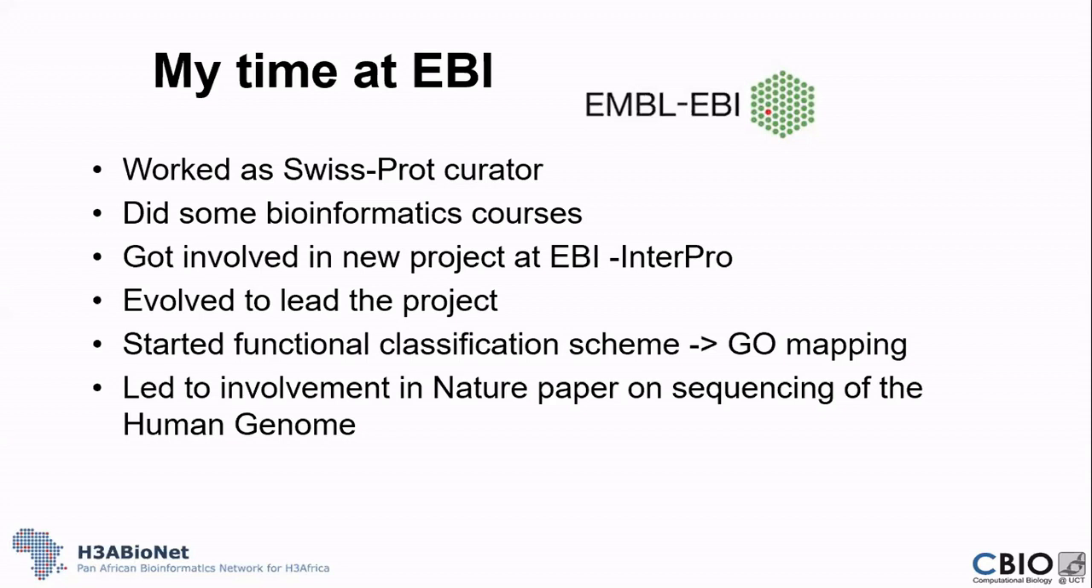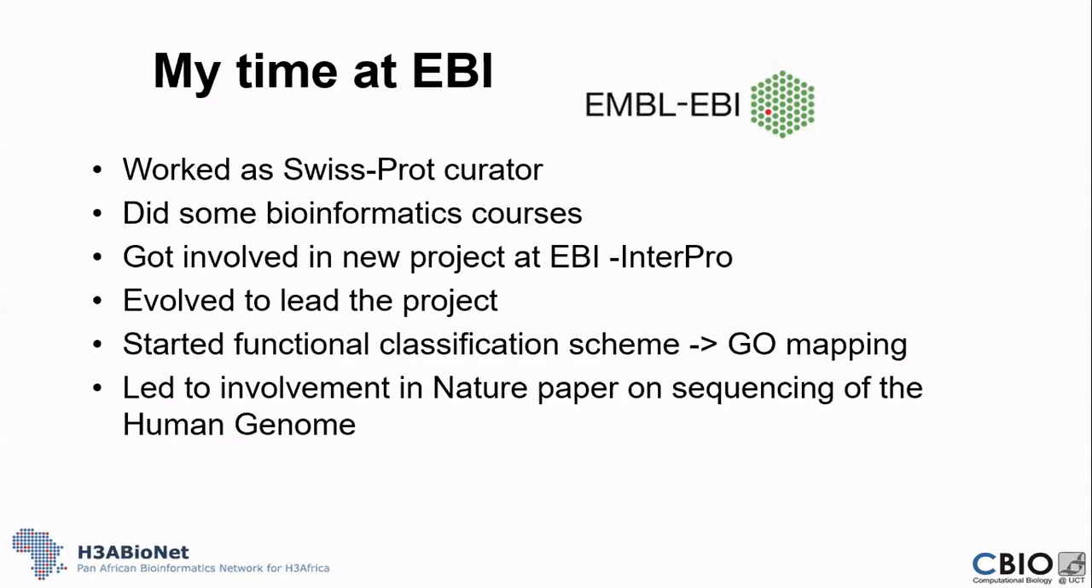And almost in parallel, just after that, a new scheme was being developed called the gene ontology. But that wasn't available yet at the time. So I developed this functional classification scheme and mapped it to Interpro entries so that if a protein belonged to an Interpro entry, it had a particular function.